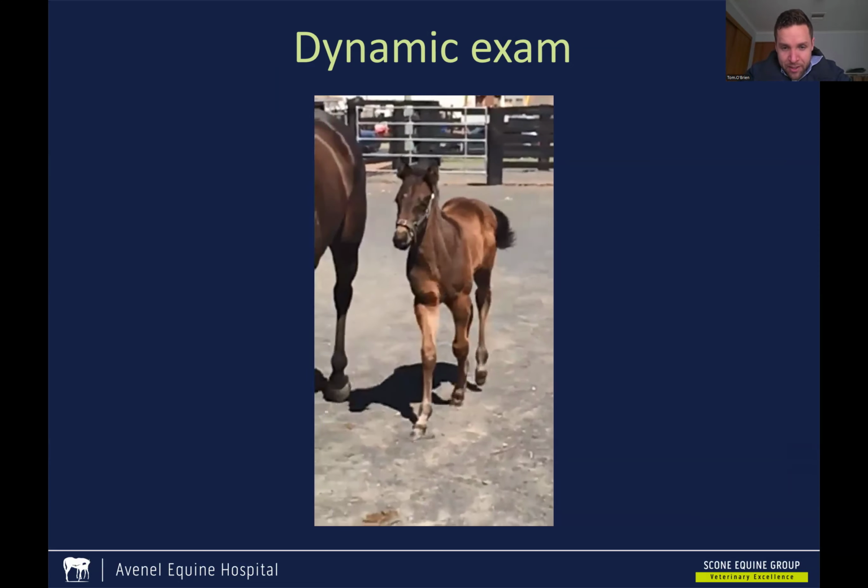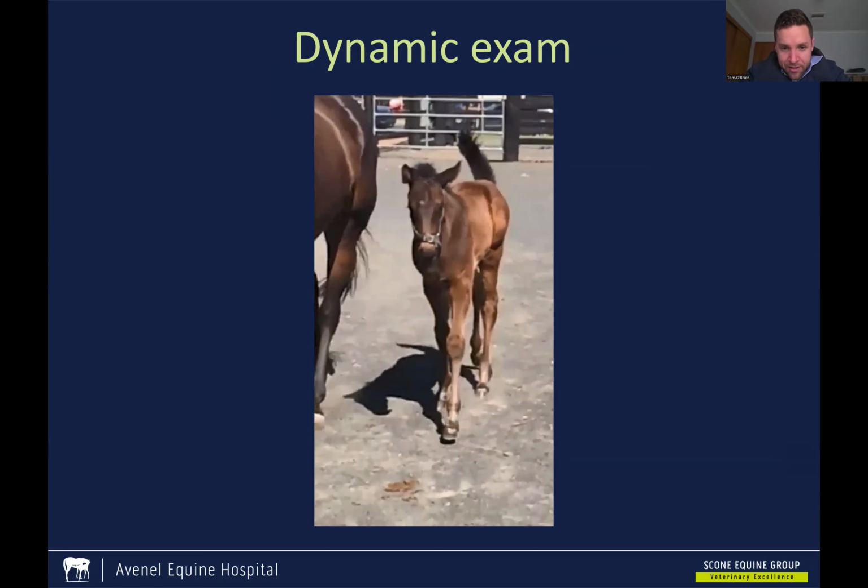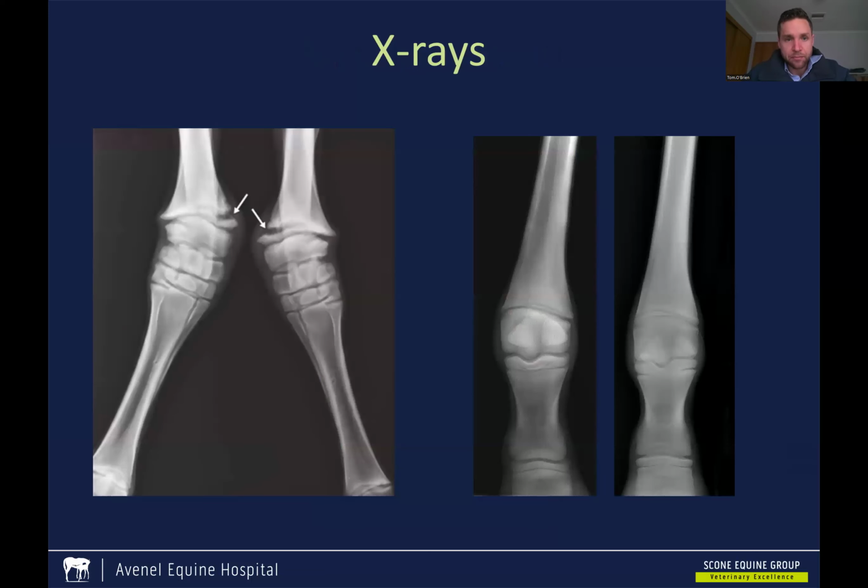You can appreciate it there as it's standing, how it carries it. And so you can see that if we're to draw a line down the cannon bone and then from the fetlock down, that line is going to go inwards. And so it's really important doing a dynamic exam where you're watching that foal not only walk away from you, but probably more importantly, walk towards you as well.